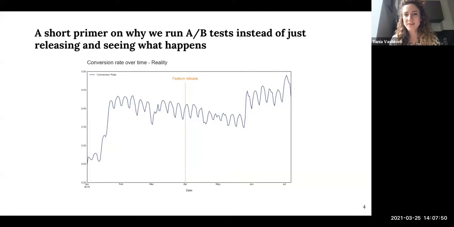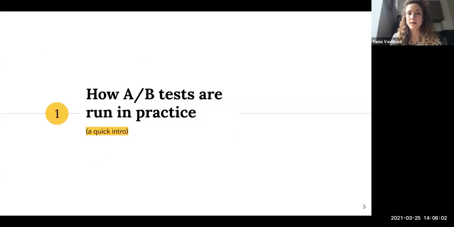So really, A/B tests are powerful because they're able to isolate simply the effect of your feature, of this one change that you implemented, from any other external factor. Okay, so first, just how A/B tests are usually run, at least in my experience.